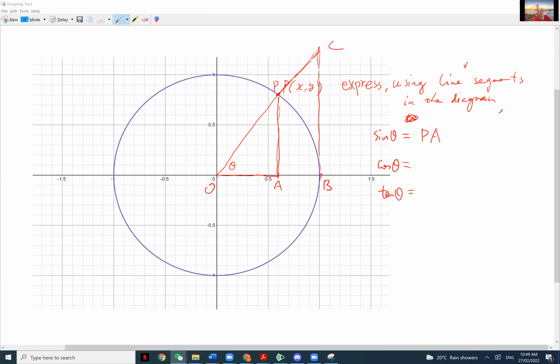Yes, sin theta equals PA over OP, but our OP is just 1. That's why sin theta is just PA. Yes, Byron, cos theta is OA. What's tan theta? Guys, what's tangent theta?